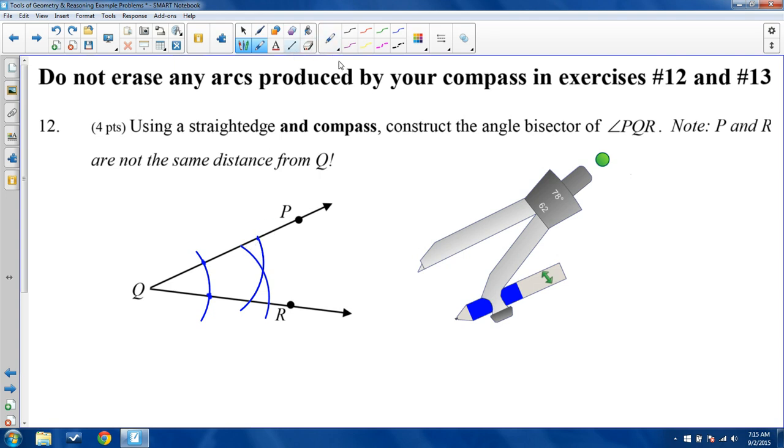And that's where you create your line or your ray using a straightedge. I just have my line tool that goes right through, and that will bisect your angle. And I'll leave those arcs there. If I call this point S out here, that makes angle PQS congruent to angle SQR. And there you go, created an angle bisector.